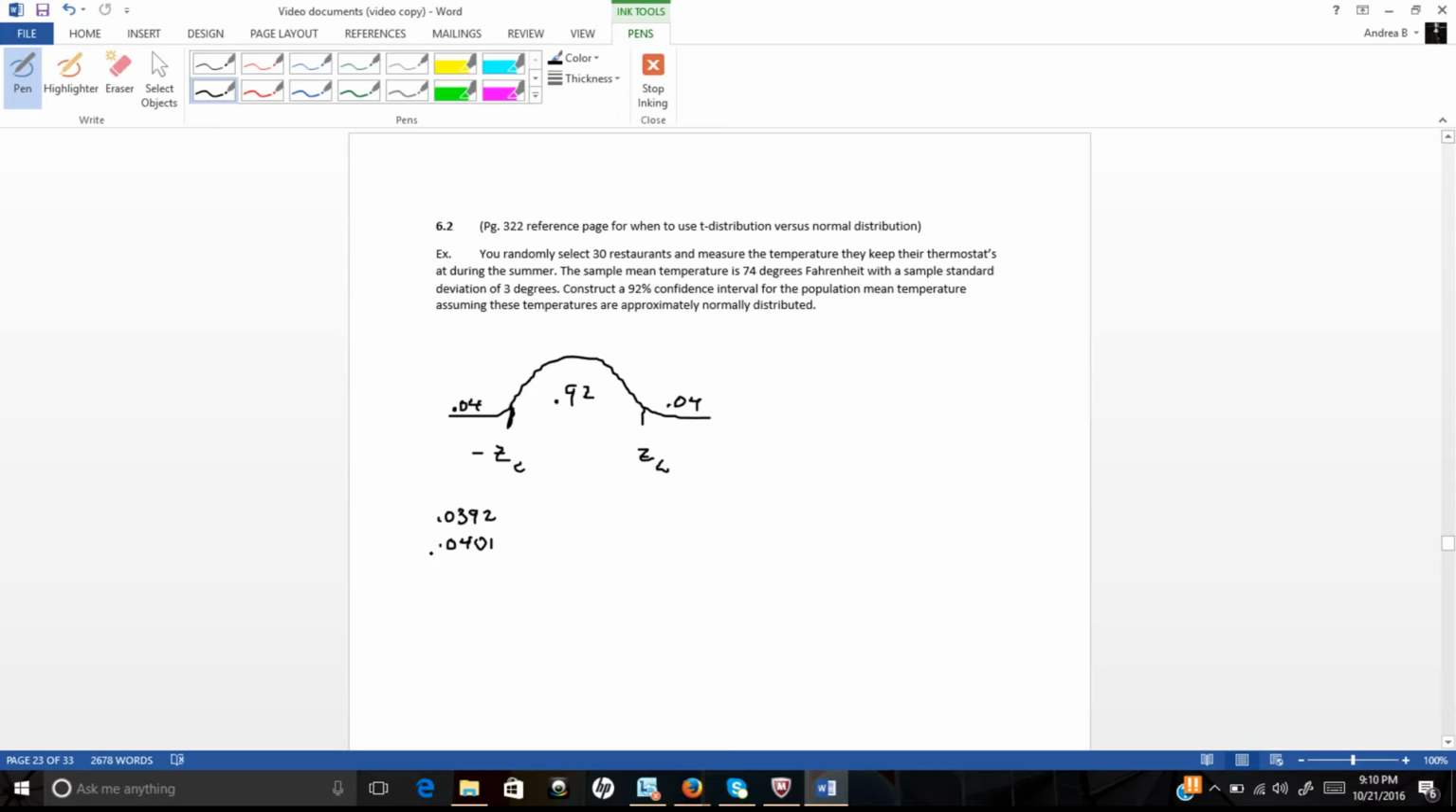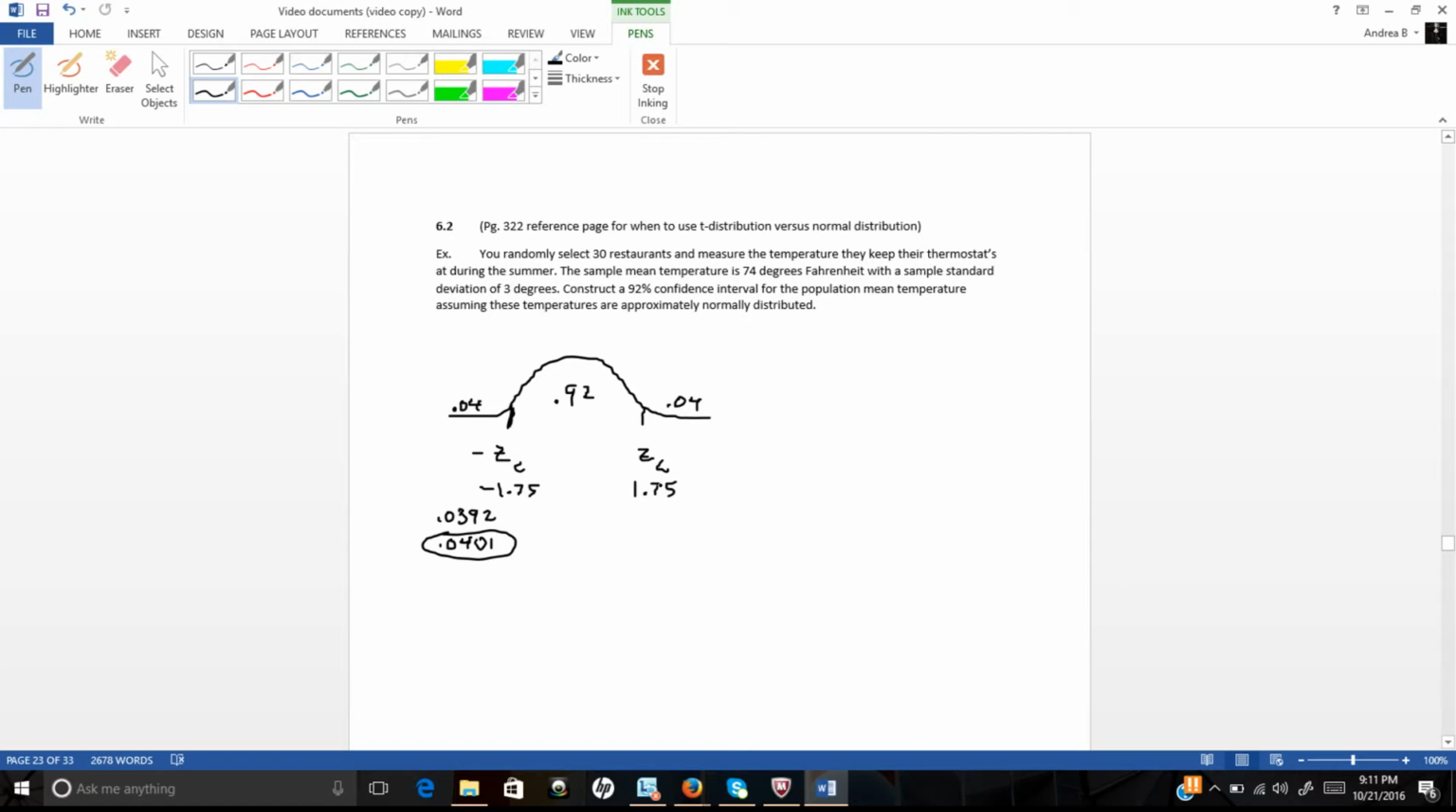But remember, you want whichever one is the closest. So this one is the closest to 0.04, and we want to use its corresponding z-score value. If we go over and up to look at the z-score, we get a negative 1.75. So this part here for the negative z sub c would be a negative 1.75. And since it's symmetric, that means the positive one is a positive 1.75.